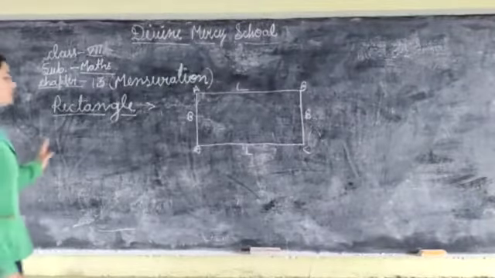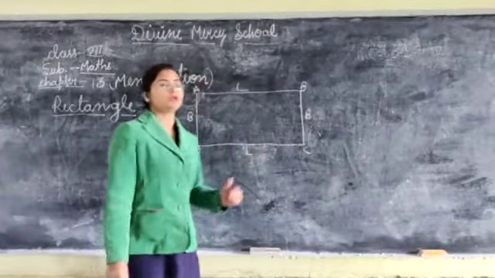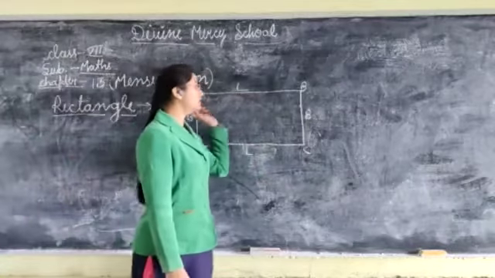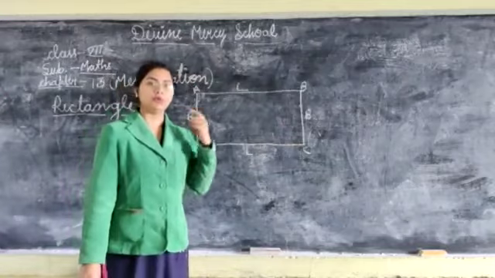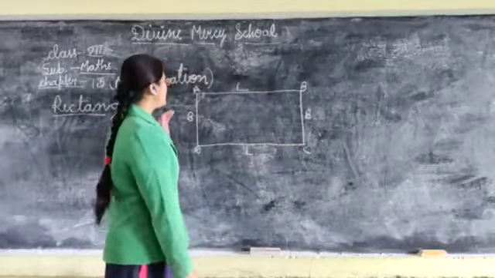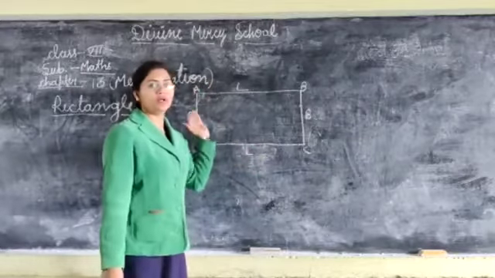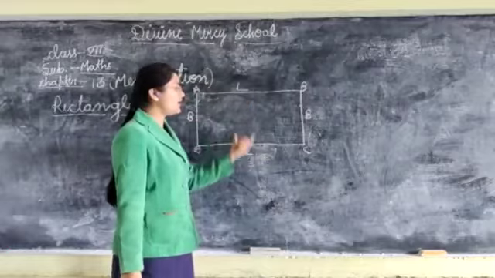The perimeter of a rectangle, the perimeter and area. So first of all, this is the rectangle ABCD. Properties of a rectangle, we know that well, okay? Properties of a rectangle mean opposite sides are equal. AB and BC, both sides are equal.